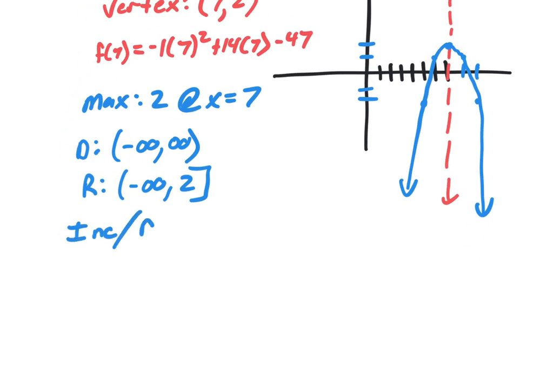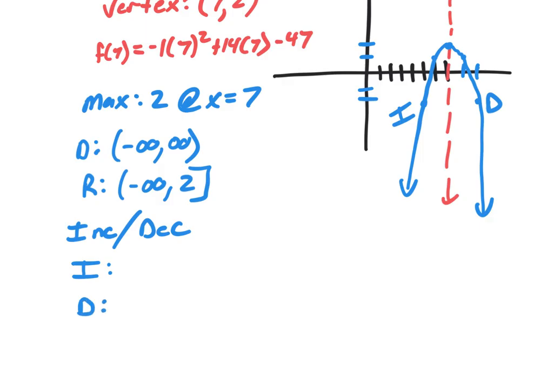The last thing we're going to do for this problem is increasing and decreasing intervals. This is another thing that goes back to some things that we've done before, but now we're going to do it with the parabola. The graph is increasing on the left, it's decreasing on the right. When I do increasing and decreasing intervals, we're only going to deal with the x values.